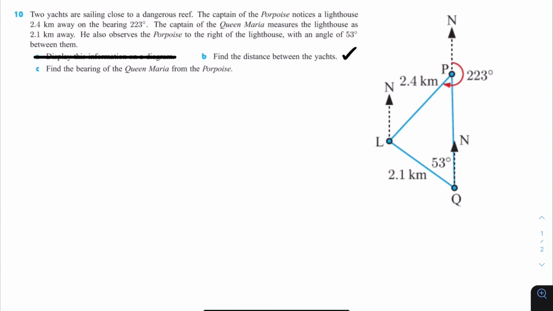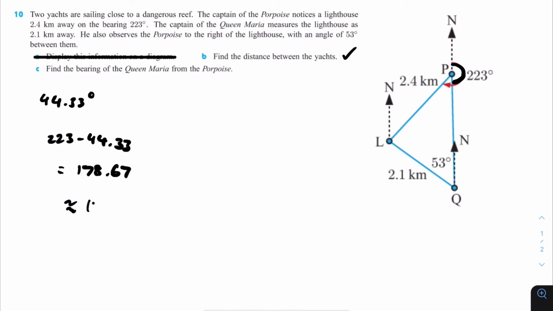So part C asks us to find the bearing of the Queen Maria from the Porpoise. This part is very easy. Given that we know the angle at P is 44.33 degrees, as per our calculations, we know that the bearing must be 223 minus 44.33, because we're looking at this length over here. It's from the Porpoise to the Queen Maria. So that gives us 178.67, and we're going to have to round it to a whole number because it's a bearing. So that gives us 179 degrees as the bearing.